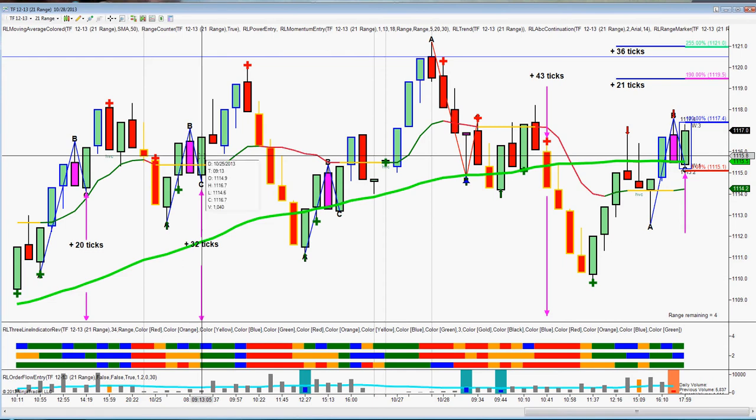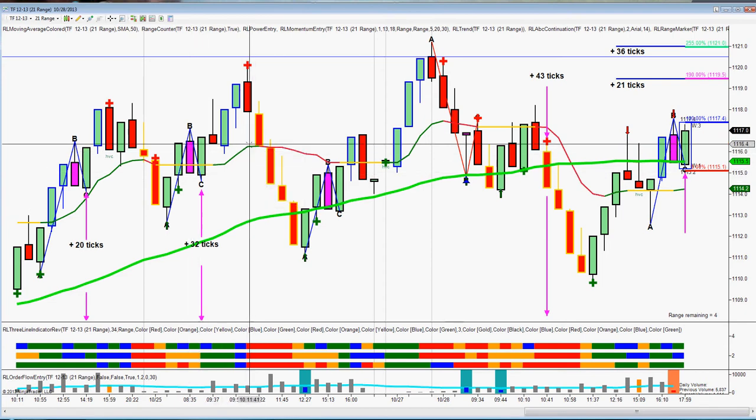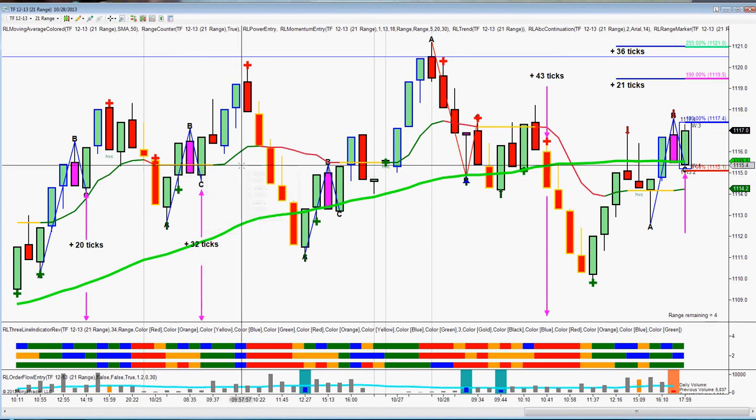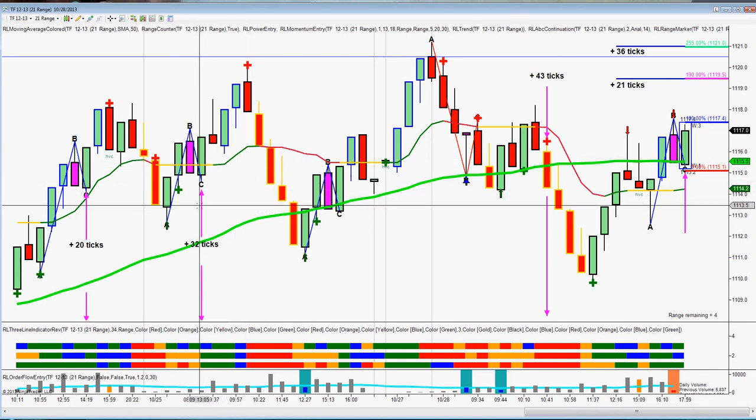The entry on this candle, this is on 10:25, would have been 1 tick above the close. 1116.7 was the close. 116.8 is your entry, and the high was 1120. That's a 32 tick trade, and that evolved over a period of about 60 minutes for 32 ticks.